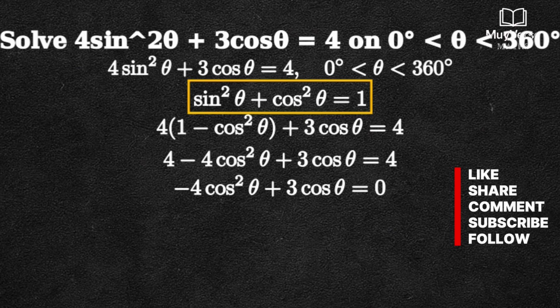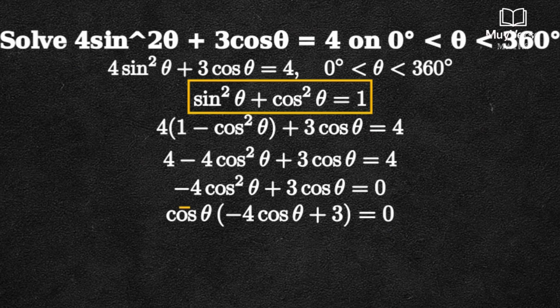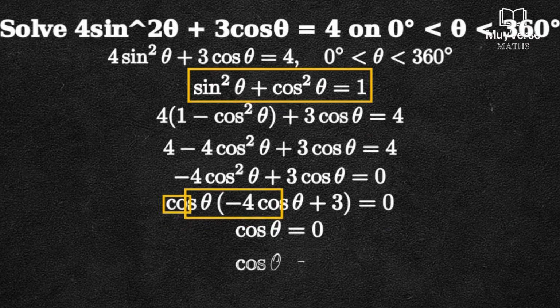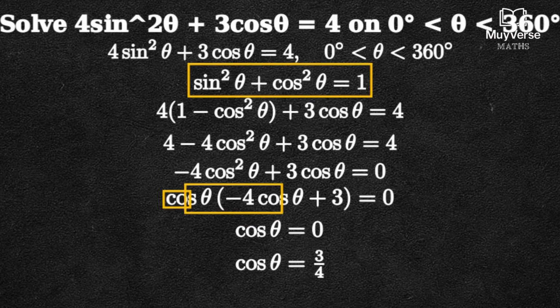Step 4. Factor out cosine theta. Now each factor equals 0 gives the two cases. The two cases are cosine theta equals 0 and cosine theta equals 3/4. Write both cases clearly. Case A.